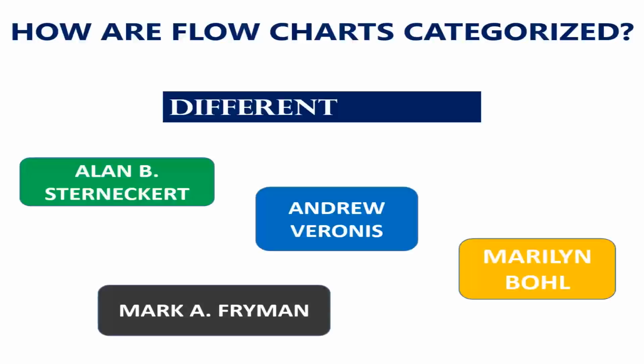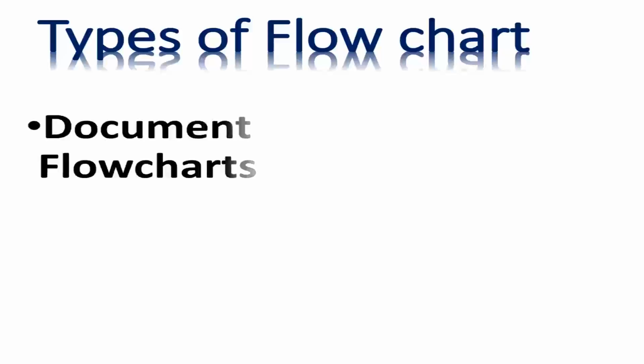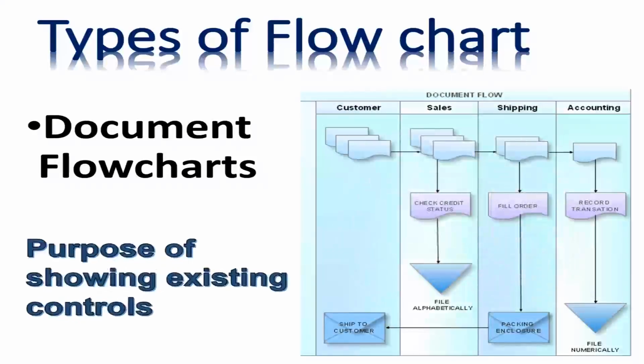Sterneckert, in his 2003 book, Critical Incident Management, listed 4 popular flowchart types framed around the concept of flow controls rather than the flow itself. Number 1. Document flowcharts. These have the purpose of showing existing controls over document flow through the components of a system. The chart is read from left to right and documents the flow of documents through the various business units.